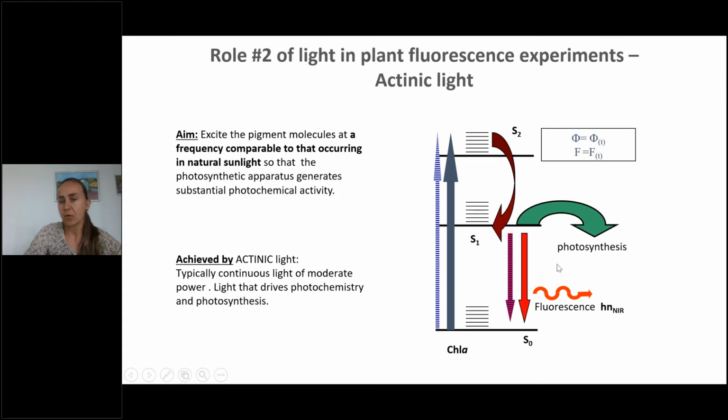Generating the so-called instantaneous fluorescence level that we can easily determine and measure. The actinic light is typically continuous light of defined time or length and intensity as well. Usually it's a moderate power and usually refers to cultivation light intensity when speaking about the intensity of the actinic light that one should use. So it's the light that drives photochemistry and photosynthesis.